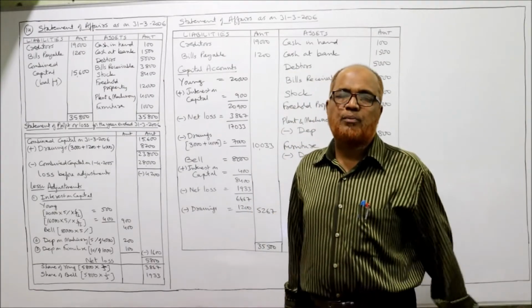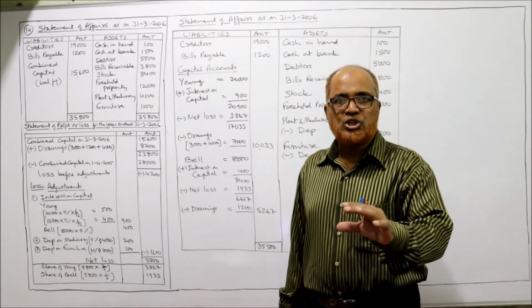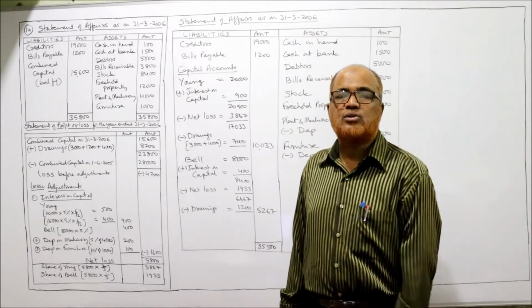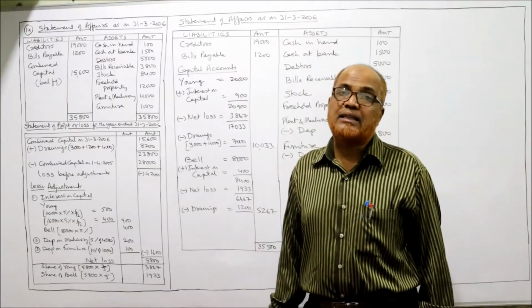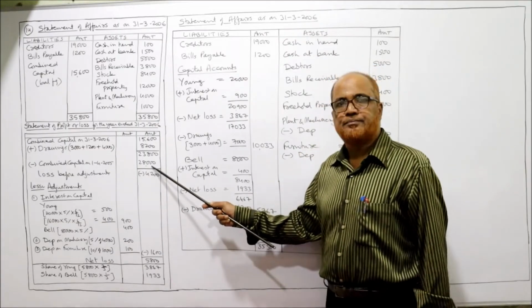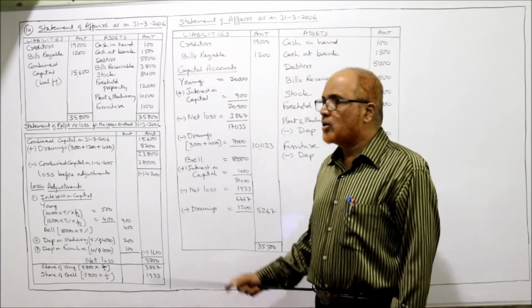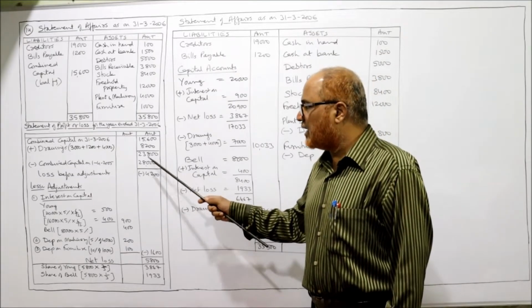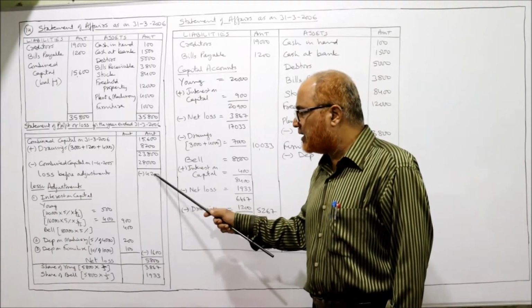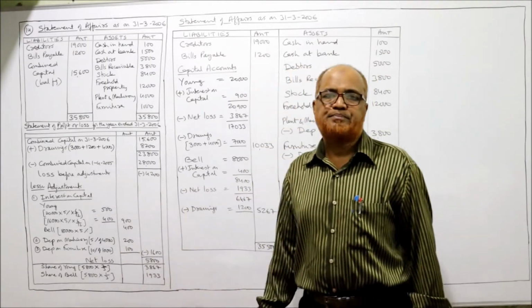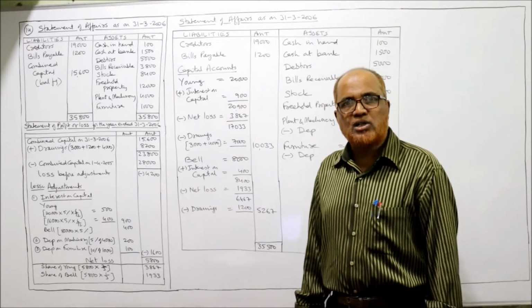The opening balance sheet is given in the problem. On the liability side you can see Young 20,000, Bell 8,000, 28,000 is the combined capital at the beginning of the year. Deduct 28,000 from 23,800. So minus 4,200 loss, because 23,800 minus 28,000 you are getting minus 4,200. This minus 4,200 is a loss before adjustment.